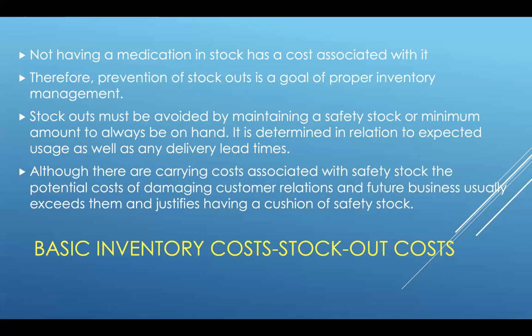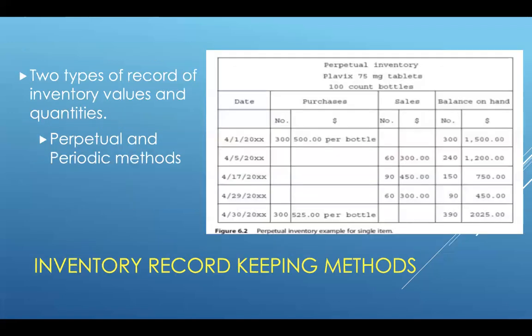And although there are carrying costs associated with the safety stock, the potential costs of damaging customer relations and future business usually exceed them and justify having a cushion of safety stock. But as I said before, when we start talking about brand medications, when the margins are so thin, having too much stock versus converting and affecting your cash conversion cycle is a delicate balance. And so developing real reorder points is a must. And as I said before, med synchronization can also help prevent this.